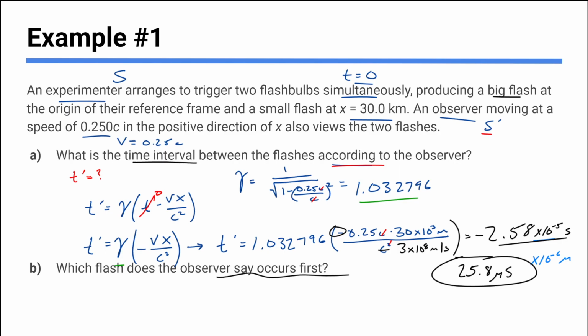It's not like going back in time or anything that crazy. It's just telling us one event happened before the other. Since this one's a negative time compared to this, this event happened before the other. So the first one was the small flash because I got a negative answer. The small flash happened 25.8 microseconds before the big flash, which is why I got a negative. A weird concept, but there you go. That's how you use one of these.